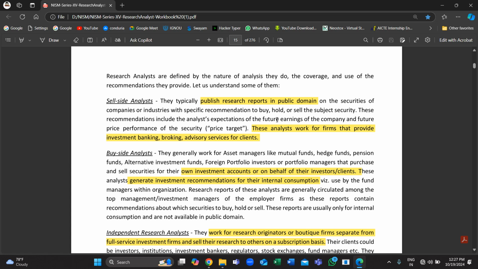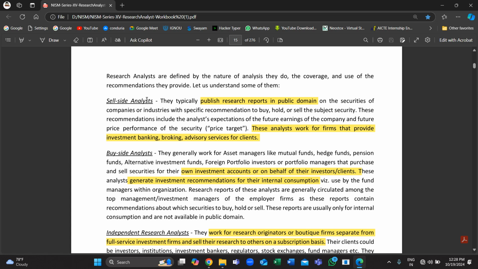Sell side research analysts publish reports in the public domain. These recommendations include the analyst's expectations of future earnings of the company and the future price of the security. Like they'll give you some price target. These analysts work for the firms that provide investment banking, brokering, and advisory services for clients.